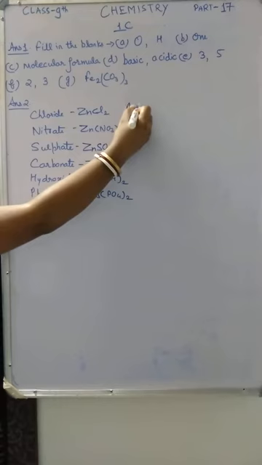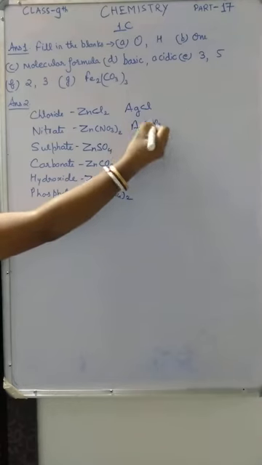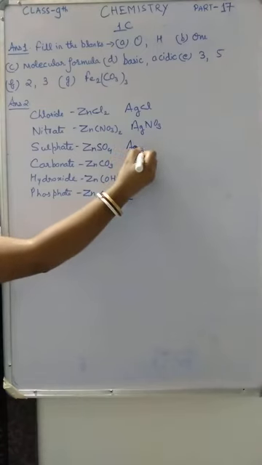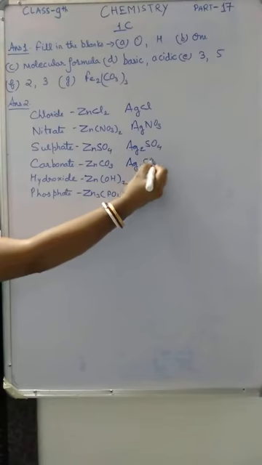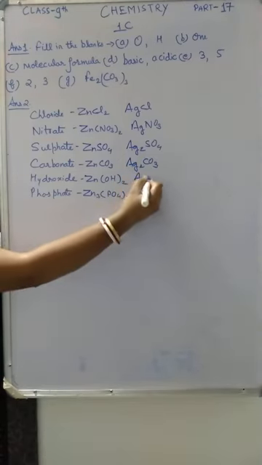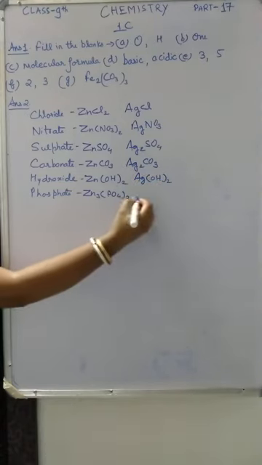Now silver chloride, AgCl. Nitrate, AgNO3. Sulfate, Ag2SO4. Carbonate, Ag2CO3. Hydroxide, AgOH. Phosphate, Ag3PO4.